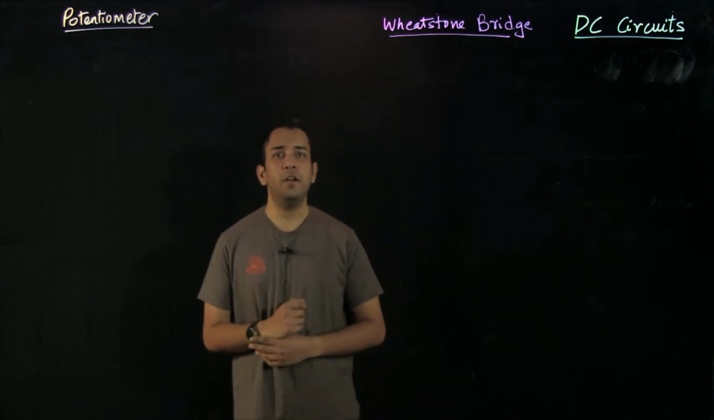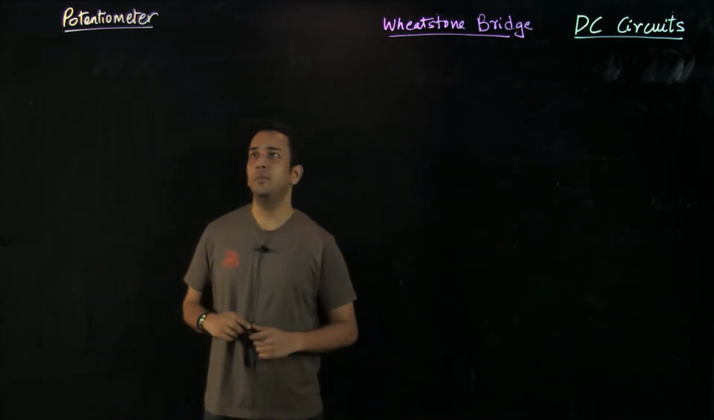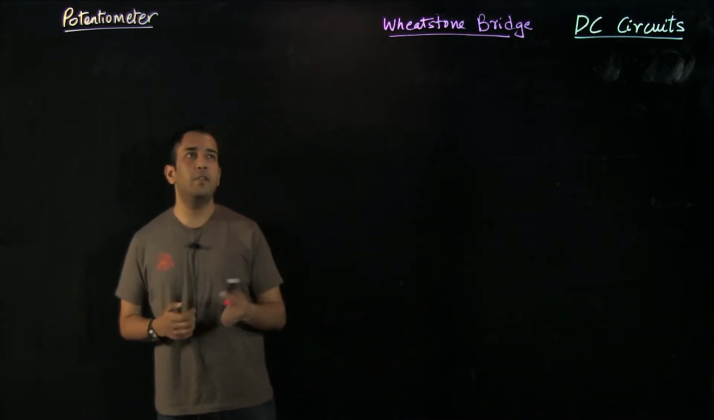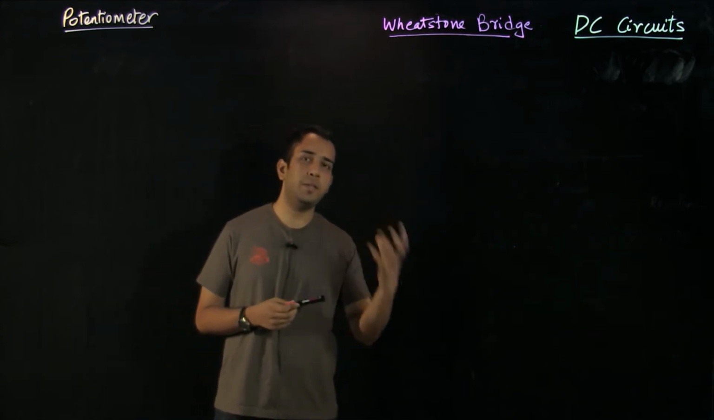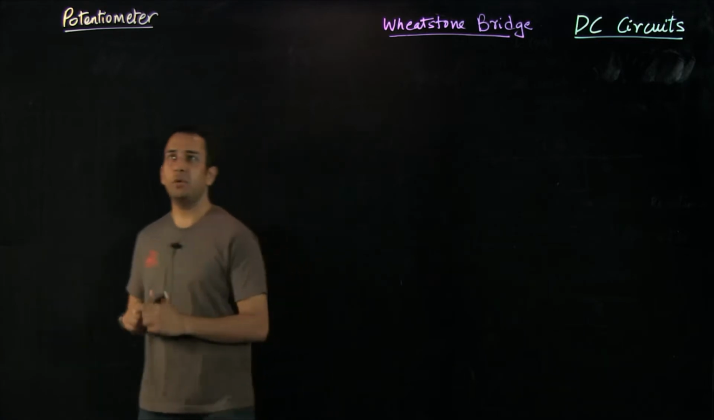Hello friends, in this video for the chapter DC circuits, we will be talking about another device which is potentiometer, and then in the second half of this video we will discuss a special configuration of circuits which is Wheatstone bridge. So let us start with potentiometer.